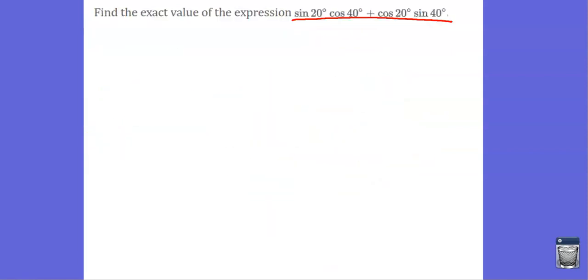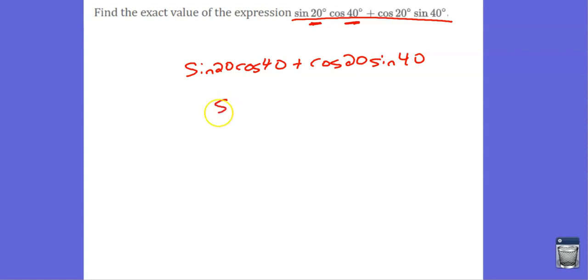Notice the two angles are 20 and 40. Those are my two angles that I'm going to be using. So this is literally sine of 20 cosine of 40 plus cosine of 20 and sine of 40. And that's the same thing as sine of 20 plus 40.